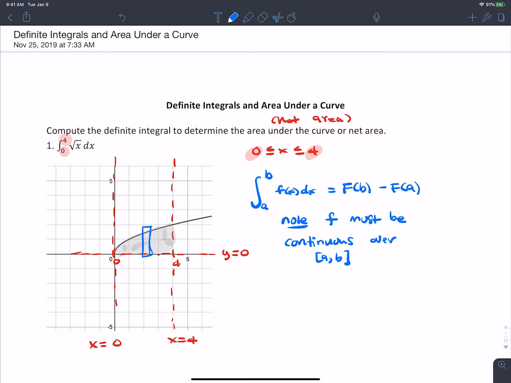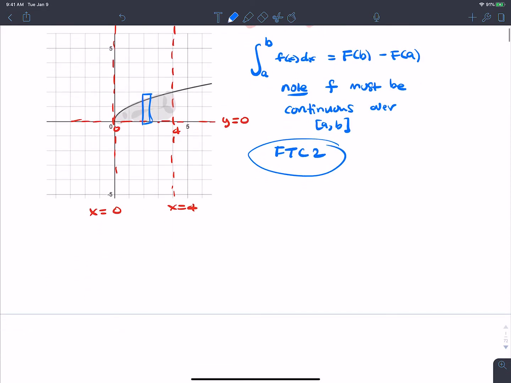And so you guys know the square root function is a nice, beautiful, continuous function for values of x greater than or equal to 0. So we're in business. We can use the fundamental theorem of calculus part 2. So that's what we're going to use. So what that means for us now is, we're going to integrate, let's start over here for this area, from 0 to 4, the square root of x, dx.